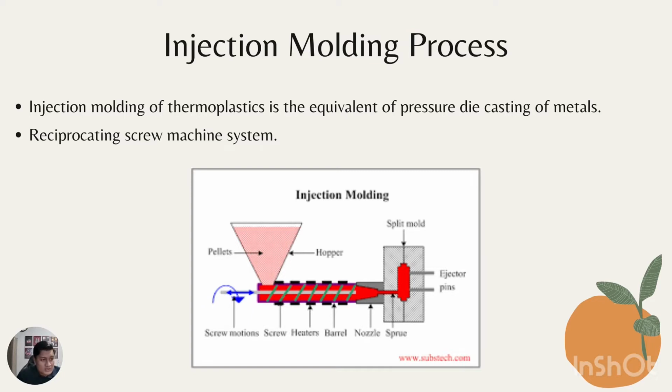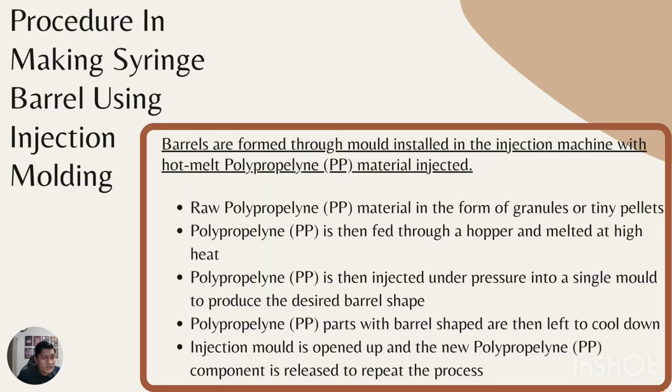Basically, injection molding of thermoplastics is the equivalent of pressure die casting of metals. It has a reciprocating screw machine system involved in the machine. This is where the screw is. And there are some procedures in making the syringe barrel using injection molding. Barrels are formed through a mold installed in the injection machine with hot melt polypropylene.